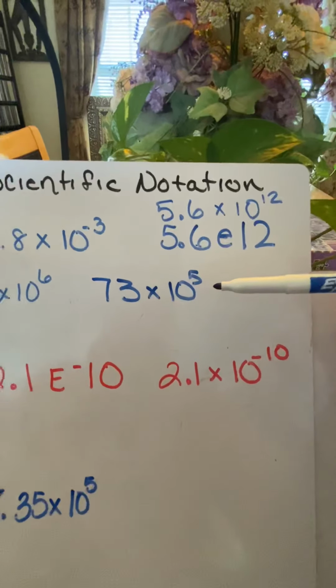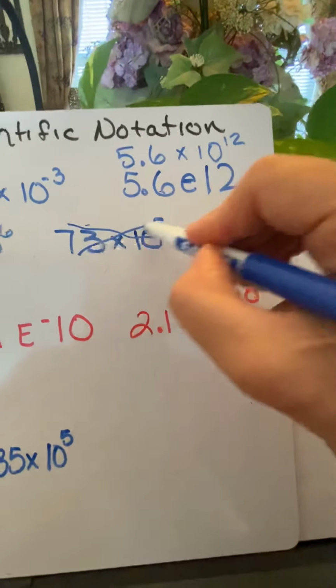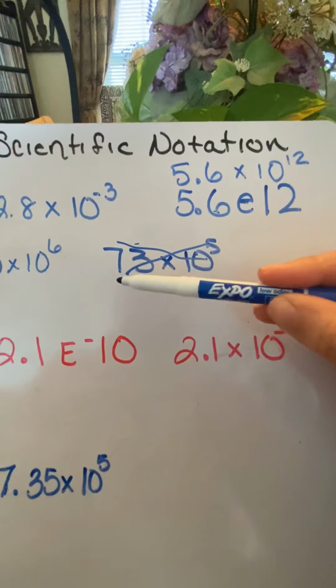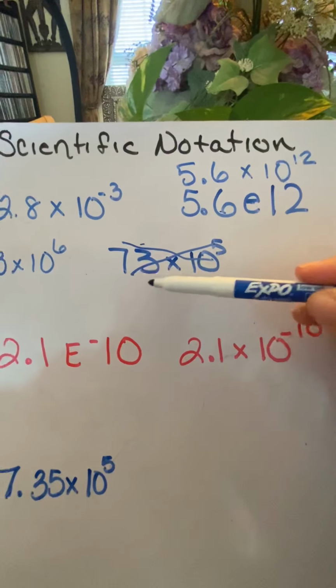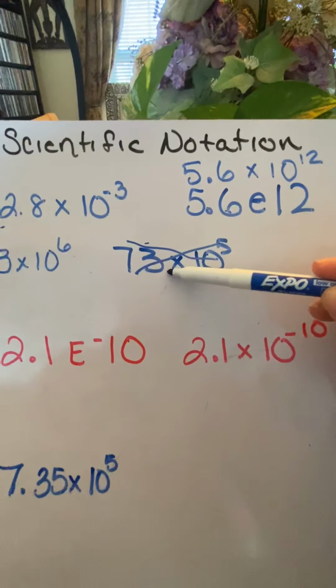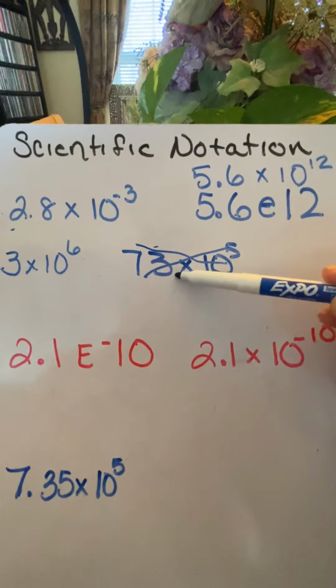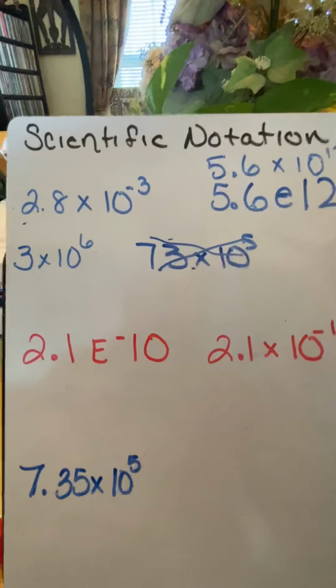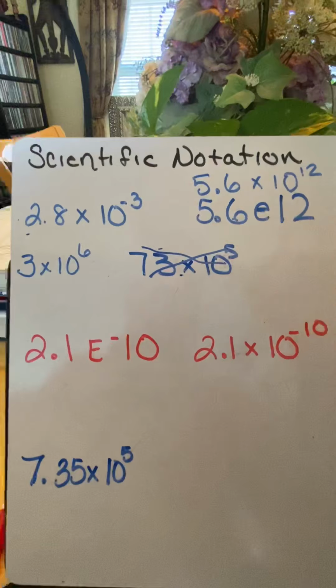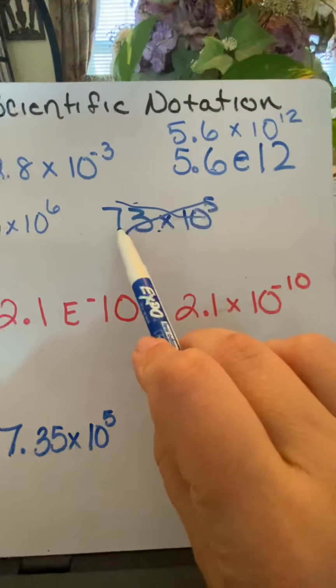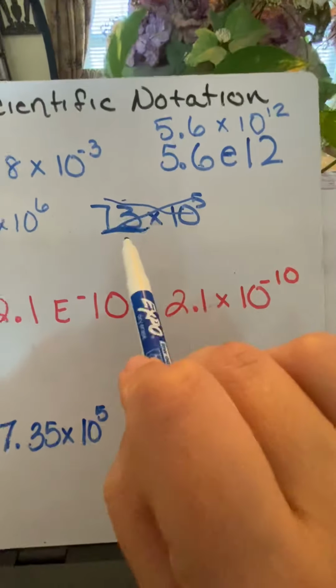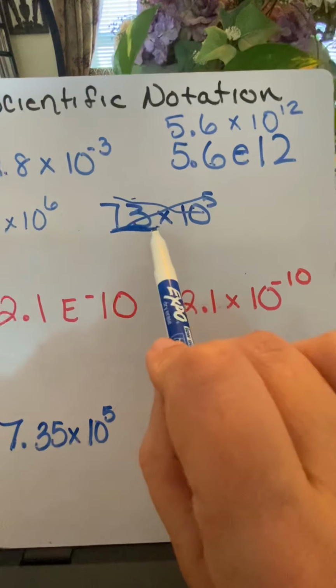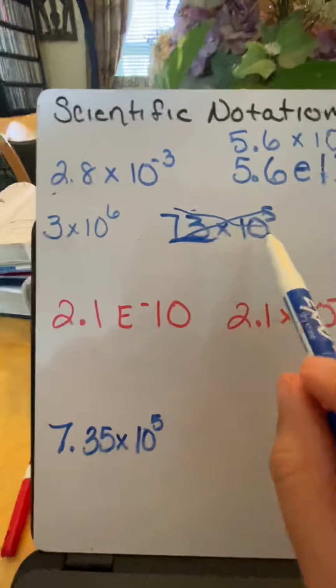This number is not written in scientific notation. The reason it's not written in scientific notation is because there is more than one digit before the decimal point. Okay? We're not going to change them into scientific notation today. We're just going to review reading and writing. So if you see anything here that has more than one number in front of the decimal, you're just going to say not scientific notation.